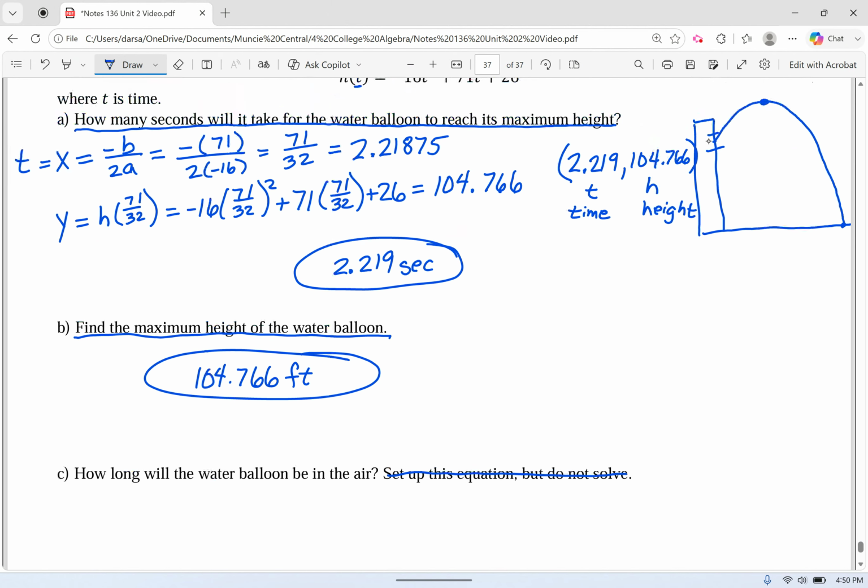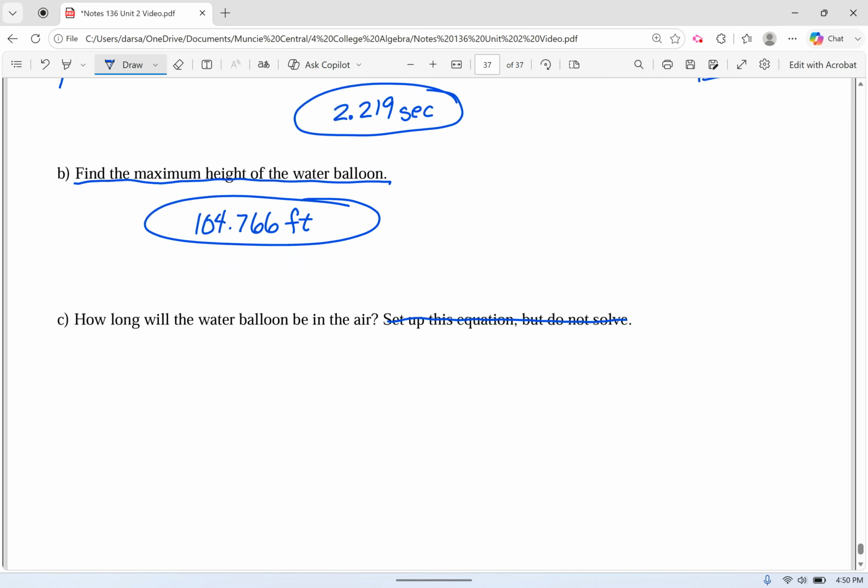We fire the water balloon from a window and it's in the air until it does what? Until it hits the ground. Okay, what do we know about the ground? We know something very specific about the ground. How high is the ground? If you're on the ground, what is your height? 0.